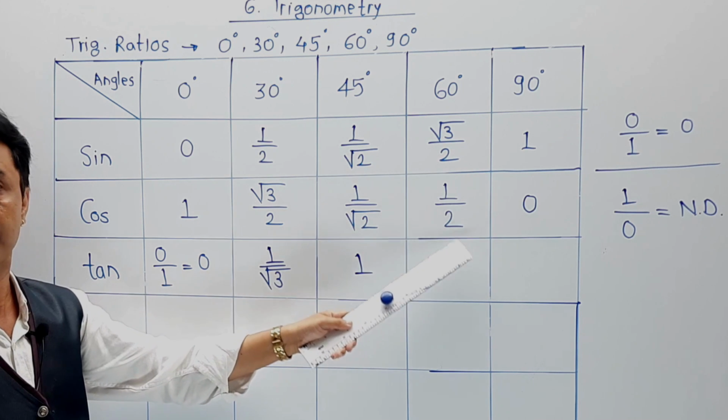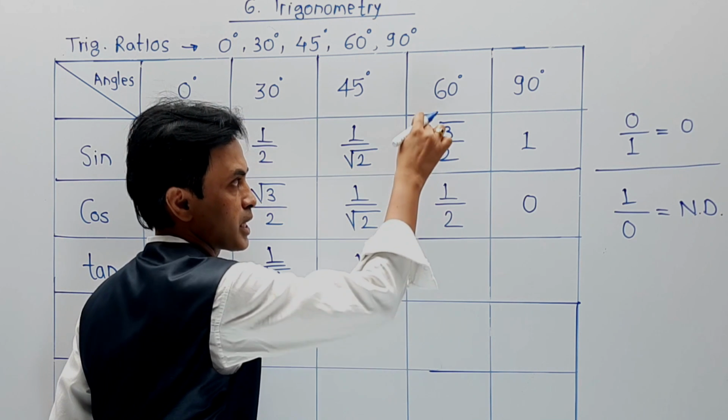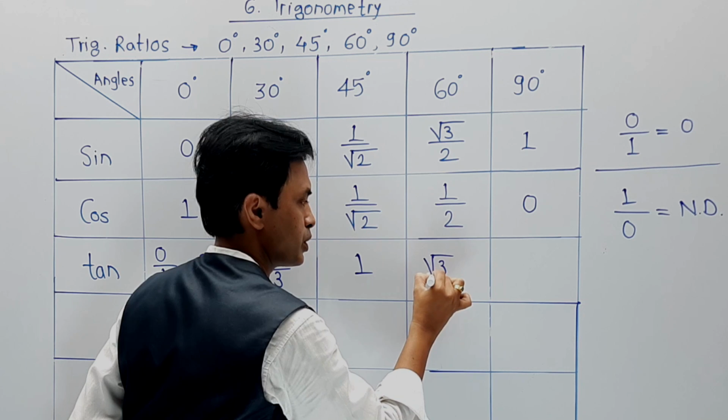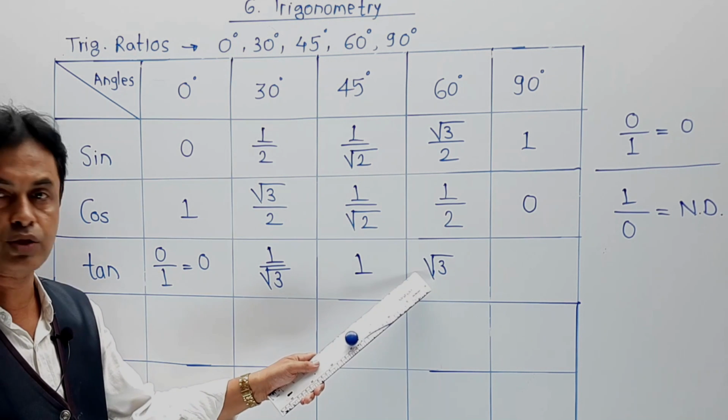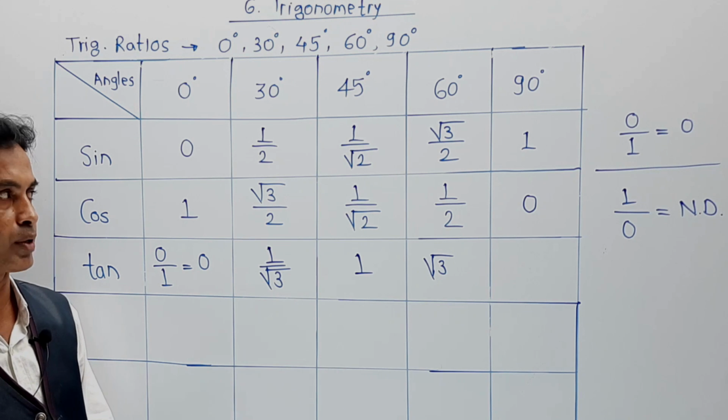Next, about 60 degrees, the ratio of sin 60 and cos 60 means root 3 by 2 divided by 1 by 2. The 2 gets cancelled. Root 3 upon 1, or you can simply write root 3. Remember, this root 3 is not alone. It is root 3 divided by 1. But we are not writing divided by 1 over there.